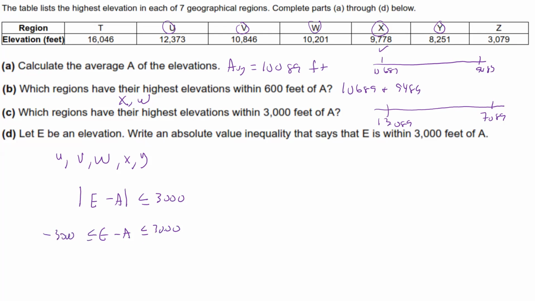E minus A less than or equal to 3,000, but greater than or equal to negative 3,000. So when we add 10,089 to here and to here, what we're getting is this number here and this number here. Okay, so this is the inequality showing that this is what we did basically, just adding and subtracting the 3,000 feet to the average. All right, let's stop there and come back for some more.